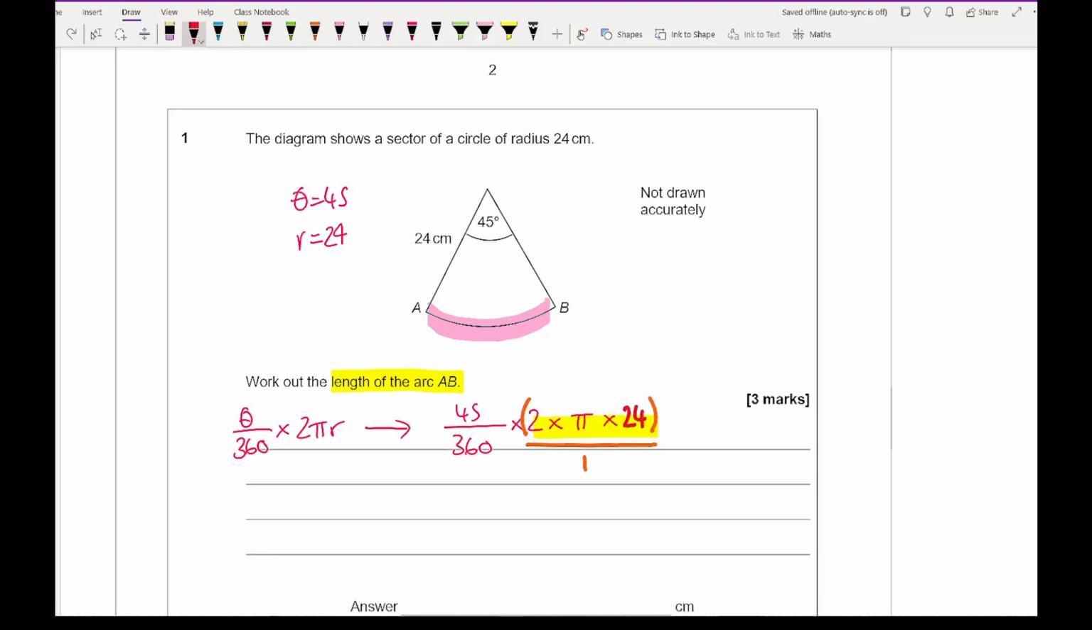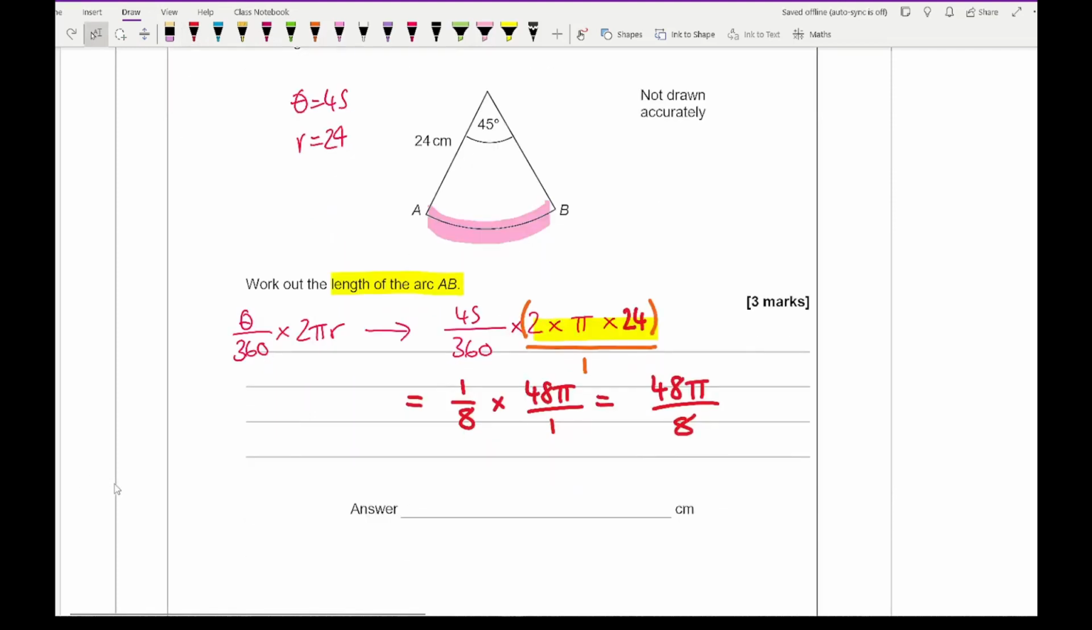So then working this out, 45 divided by 360 is 1/8, multiplied by 2 times 24, which is 48, so it's going to be 48 pi over 1. So then if I just multiply that out, if this was on a calculator, I could put it straight into my calculator, but I'm going to assume that all of these questions are non-calculator unless I desperately need a calculator. If you approach every question as a non-calculator question, it encourages you to show full working out, but it may take you a little bit longer.